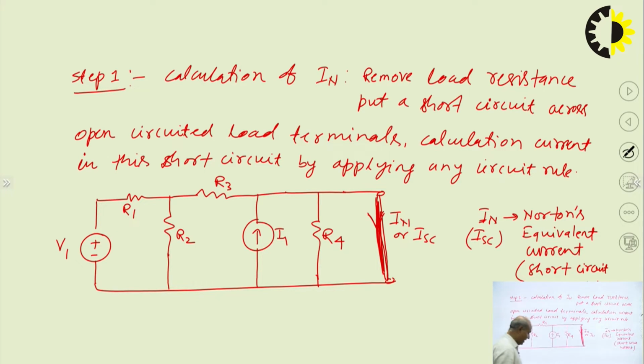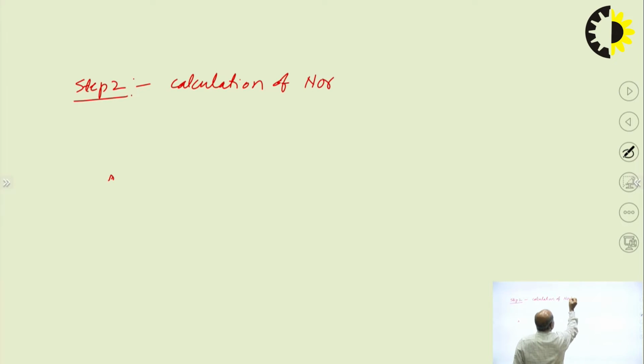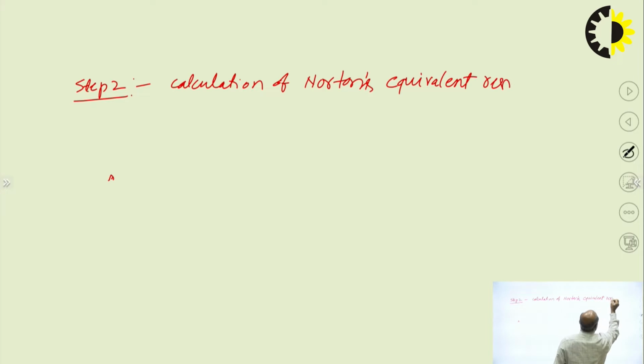Now we have to calculate RN, that is Norton's equivalent resistance. To calculate Norton's equivalent resistance, we will use step 2, and step 2 is calculation of Norton's equivalent resistance, right, that is RN, calculation of RN. How do we calculate RN?